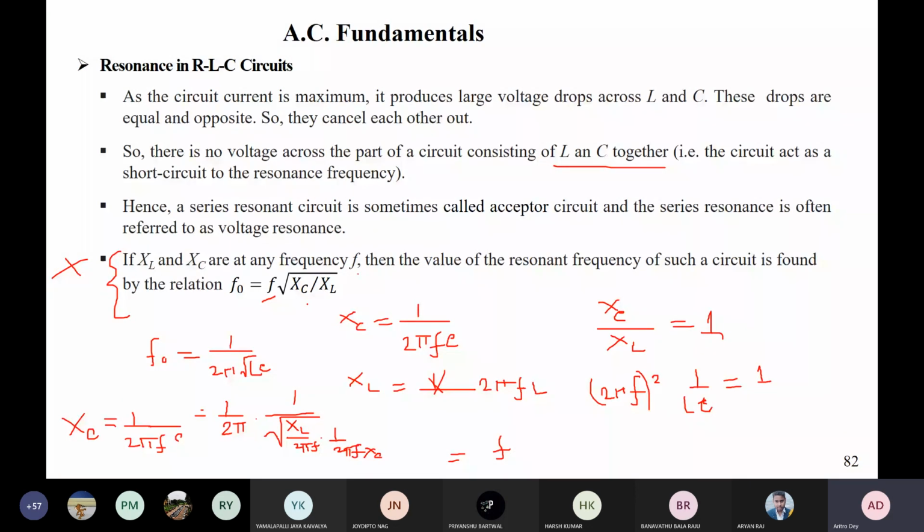I just got puzzled at any frequency what they want to. It should be rewritten that if we want to express the resonant frequency in terms of XL and XC at any frequency, the value of resonant frequency in such circuit can be expressed like this. I could not make out from this. Anyway, thanks very much.